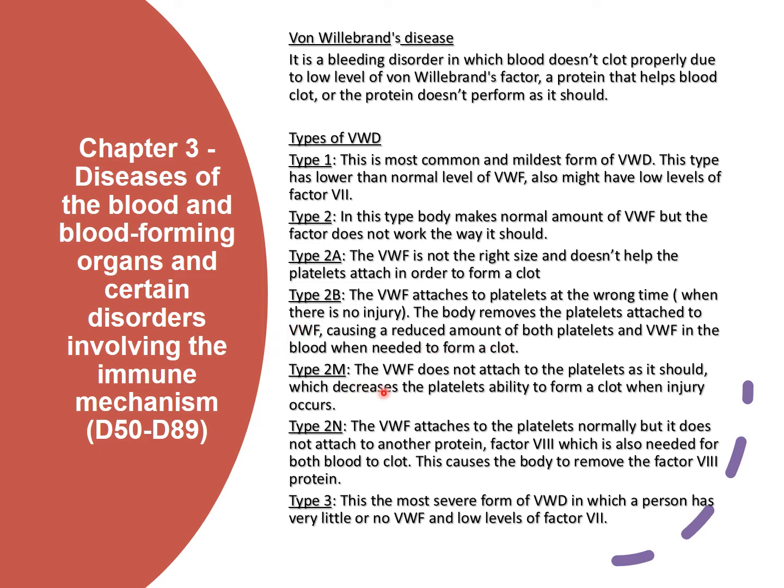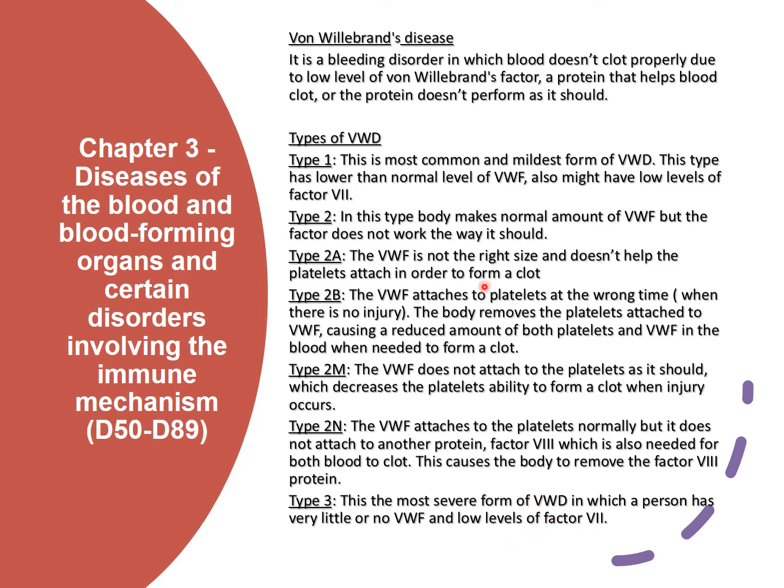Type 2M. The VWF does not attach to the platelets as it should, which decreases the platelets' ability to form a clot when injury occurs. Type 2N. The VWF attaches to the platelets normally, but it does not attach to another protein, that is factor VIII, which is also needed for blood to clot. This causes the body to remove the factor VIII protein. Type 3. This is the most severe form of VWD, in which a person has very little or no VWF and the lowest level of factor VIII.